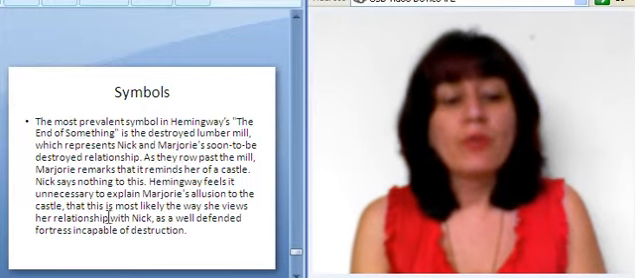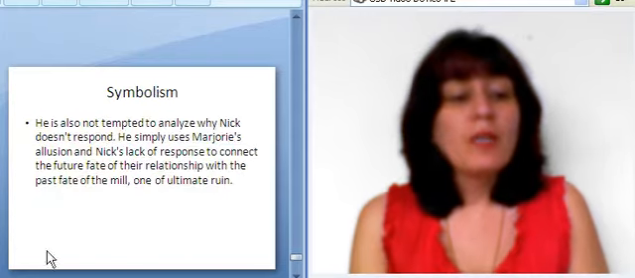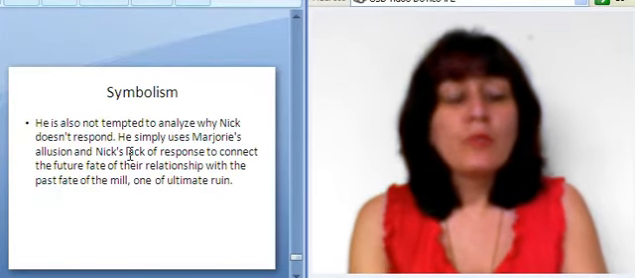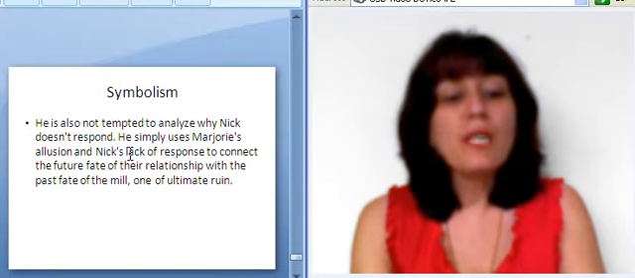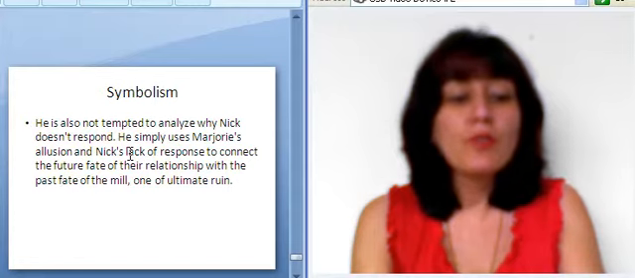He is also not tempted to analyze why Nick doesn't respond. He simply uses Marjorie's allusion and Nick's lack of response to connect the future fate of the relationship with the past fate of the mill, one of ultimate ruin.